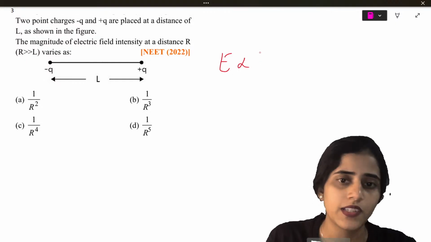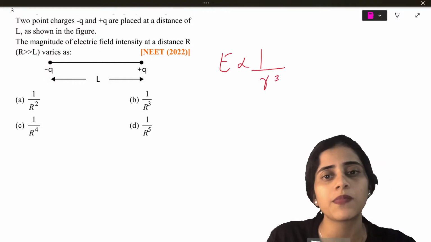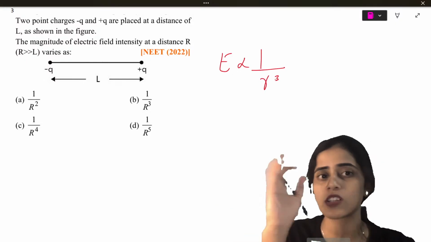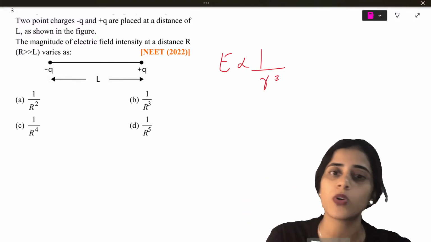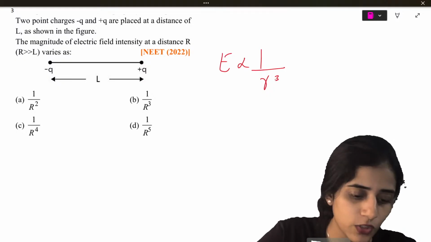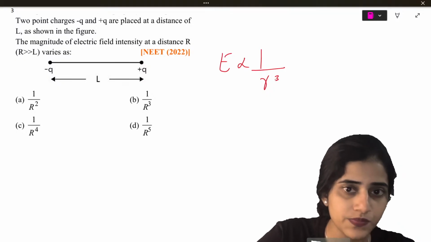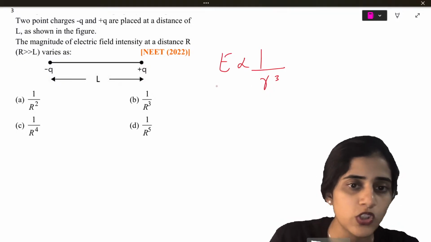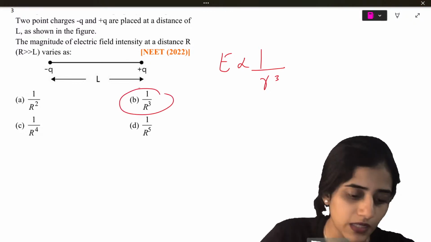E would be proportional to 1 by R cube. 1 by epsilon naught, all that I put as a constant. So, what remains? E proportional to 1 by R cube. You might all have answered this one, no? So, which option is that? Is it option B?